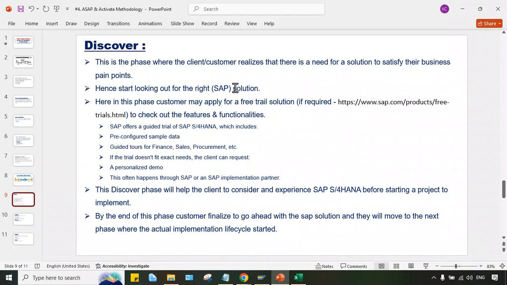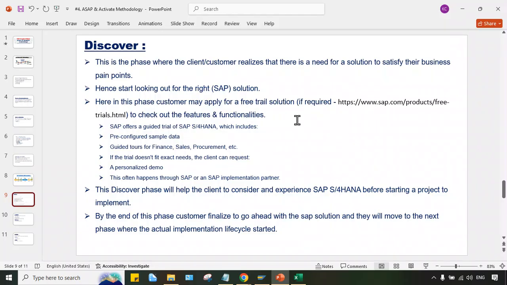Okay. So what happened here? Now look at here. In this phase, the customer may apply for a free trial solution. Nowadays, SAP, of course, can offer this trial also. I have just given sap.com. That is the website where the customer can visit. Here I have given a link. So they can go for a free trial solution if required.